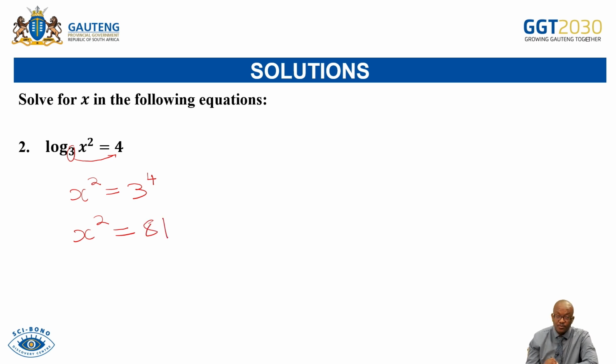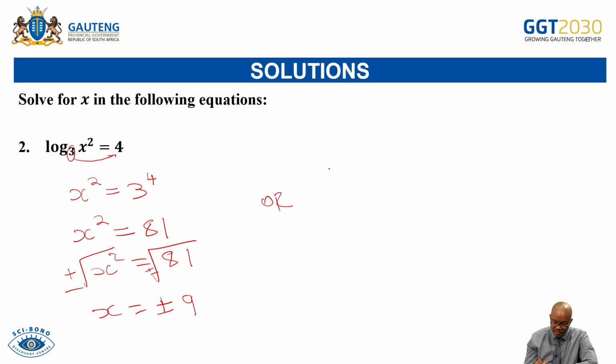You get 81. Correct? And remember, in this case, you can have two ways of dealing with this. The other one is to say x squared is 81. Then the other one is to introduce the square root both sides, knowing very well that x is going to be plus minus 9. Or you can say x squared is equal to 81.